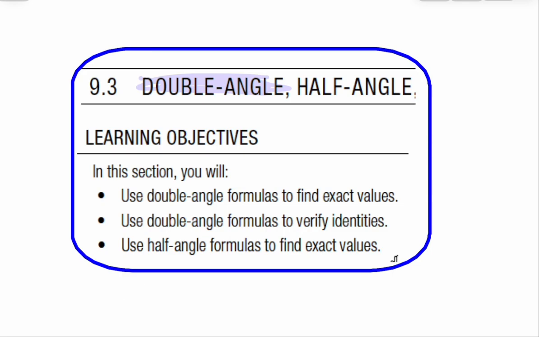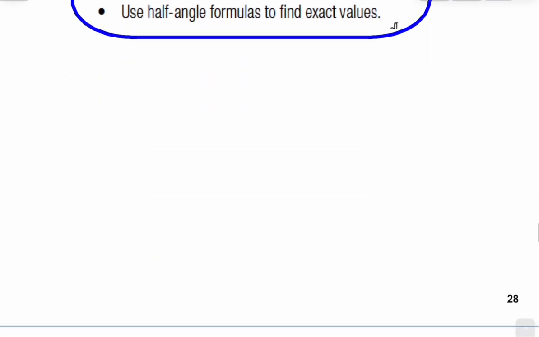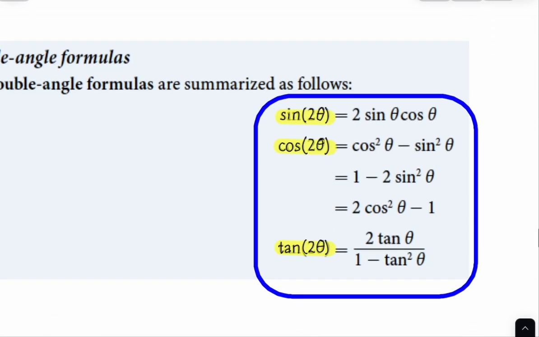One of the last sets, maybe the last set of actual new formulas in chapter 9, 9.3, we are only going to be focusing on the double angle formulas. So we will not have time to work on the half angle formulas. They're not used as often, so I'm not worried about those. So the first thing we need to do is copy down the formulas.